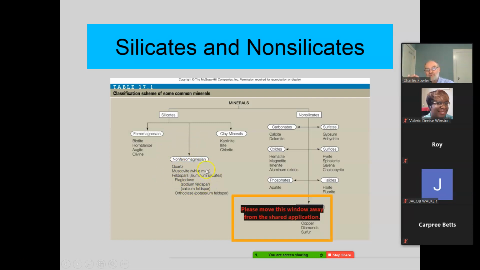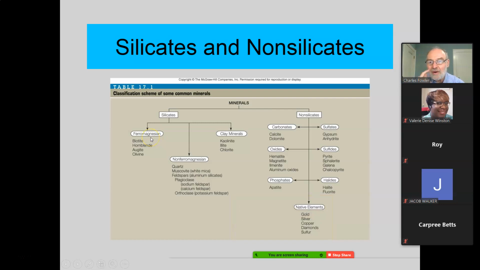rocks, which will not have a lot of little black. So for instance, a beautiful piece of marble is mostly non-ferromagnesium, the white part, but you have those little veins that go through it with that darker color. That's where the ferromagnesium part comes in. So you have various crystals, more than one mineral in one piece of rock.